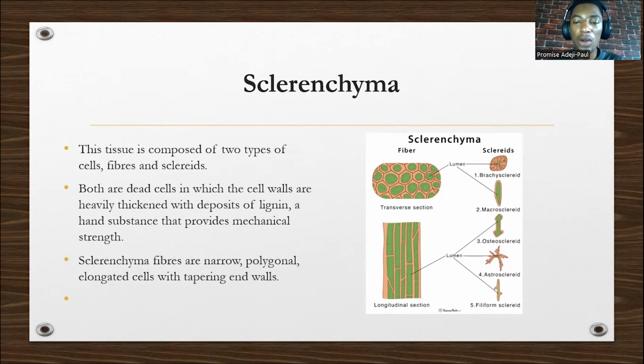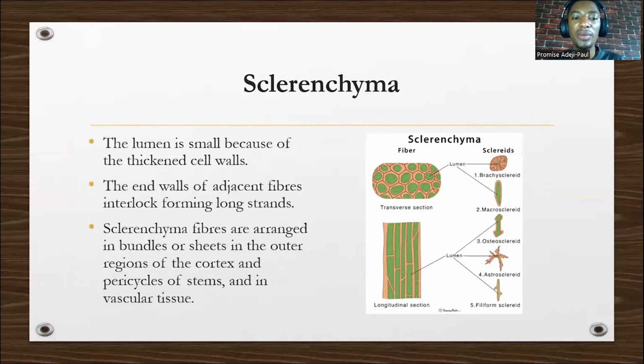The sclerenchyma fibers are narrow, polygonal, elongated cells, and they also have tapering ends. The lumen is small. Why? Because the walls are too thick. They are thickened and they make the lumen very small. The end walls of adjacent fibers interlock, forming long strands. Sclerenchyma fibers are arranged in bundles or sheets in the outer region of the cortex and the pericycle of cells, and also in vascular tissue. And what are those vascular tissues? Xylem and phloem. Please take note of that.